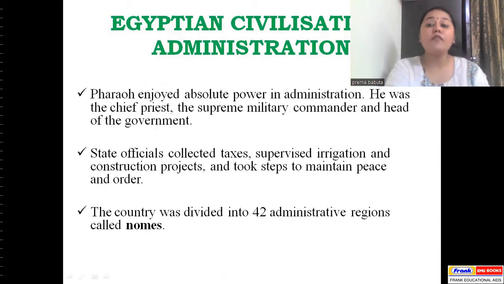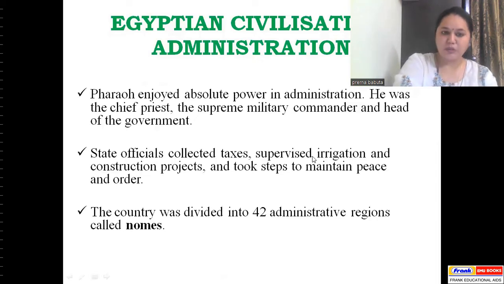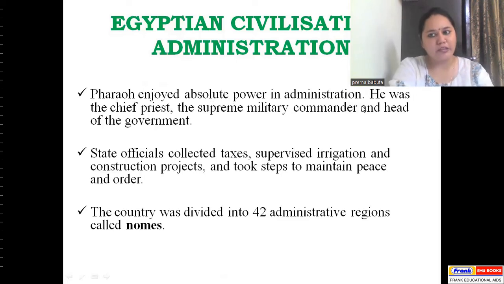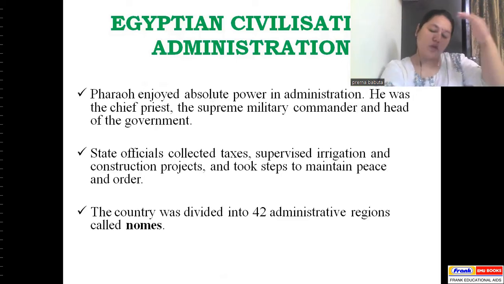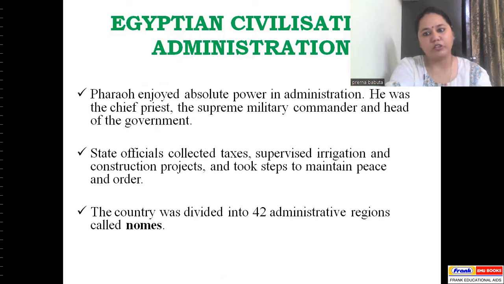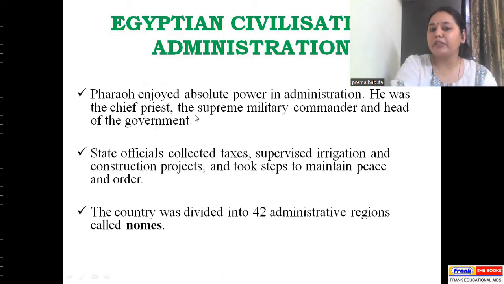Okay, now we talk about the administration, how the civilization was ruled. Pharaoh enjoyed absolute power in the administration. Why? Because he was at the apex, or at the top of the social structure. He was the chief priest, the supreme military commander, and the head of the government. State officials collected taxes, supervised irrigation and construction projects, and took steps to maintain peace and order.